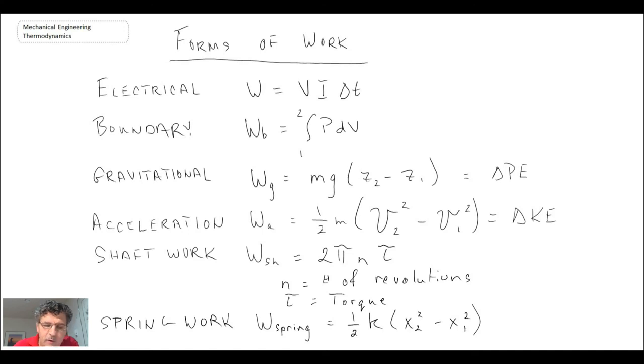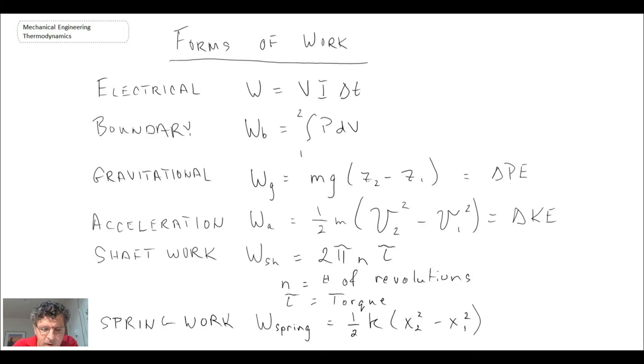Now, there are other forms of work that you could have. You could have work due to moving an object in a magnetic field. You could have work due to moving an object within an electrostatic field, for example. You could also have work due to surface tension if you're drawing a system and changing an interface between a liquid and a gas. You would have surface tension effects there. But these are some of the different forms of work that we'll be seeing in this course.